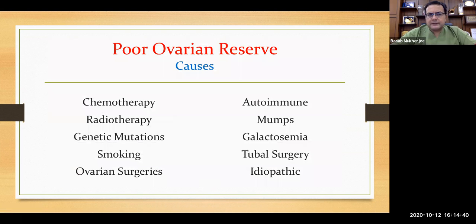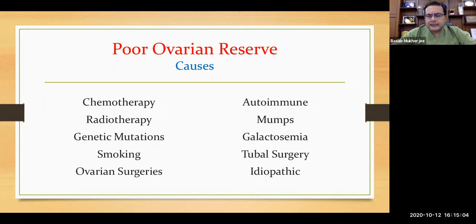So what are the causes of poor ovarian reserve? Why do some people have poor ovarian reserve at 30? Why do some have it at 35? Why do some not have it even at 40? There are different reasons. I think the two commonest reasons in this entire slide would be genetic mutations and idiopathic, unknown reasons. These are the commonest ones which we see.